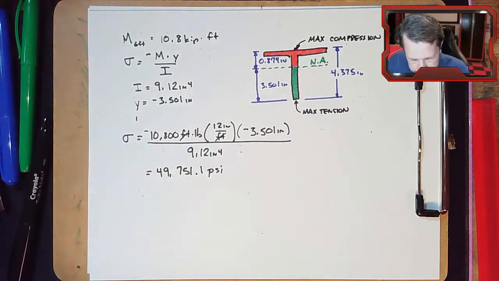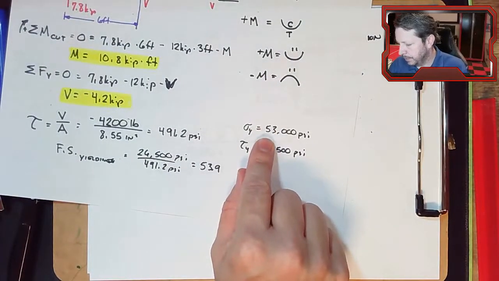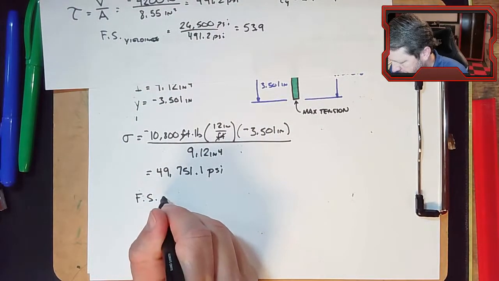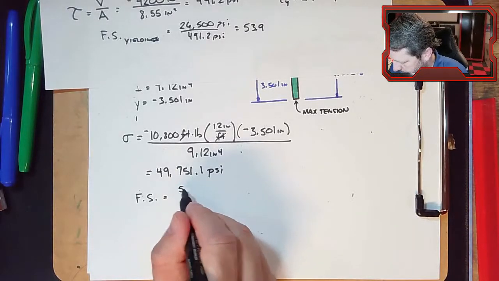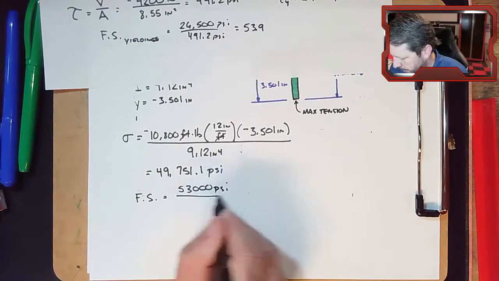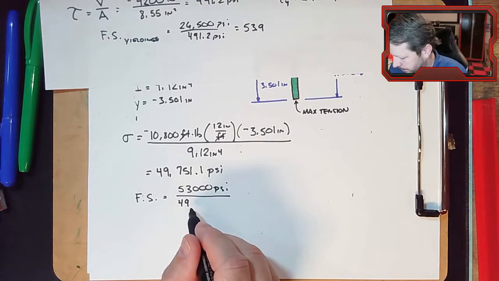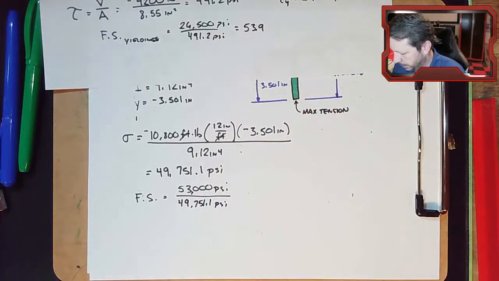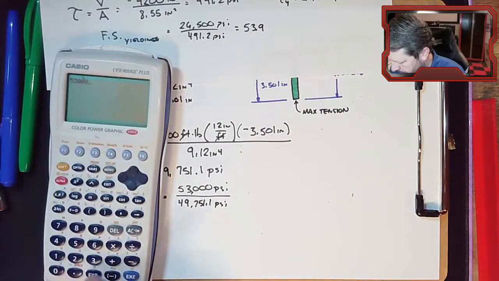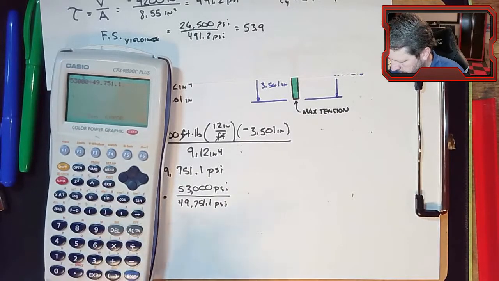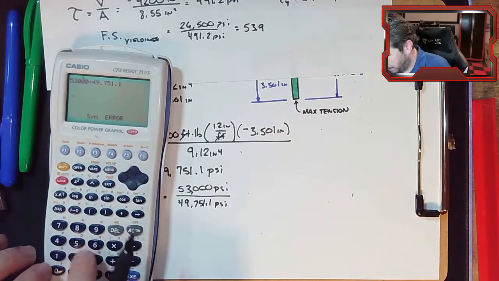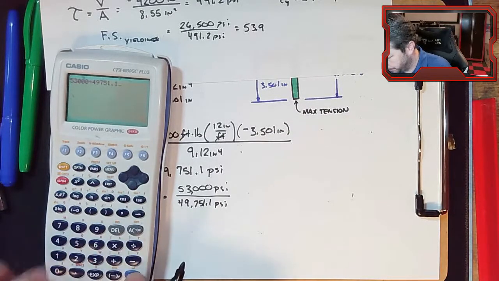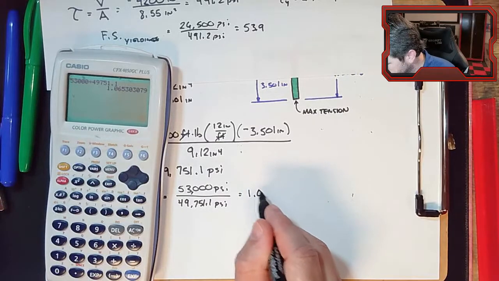This number, we had written down our yield strength of 53 KSI. So the factor of safety here is not nearly as large. Factor of safety for yielding is the yield strength, 53,000 PSI, over the yield stress, or the flexural stress, 49,751.1 PSI. So let's see what that is. 53,000 divided by 49,751.1 is 1.06. So we do have some factor of safety.